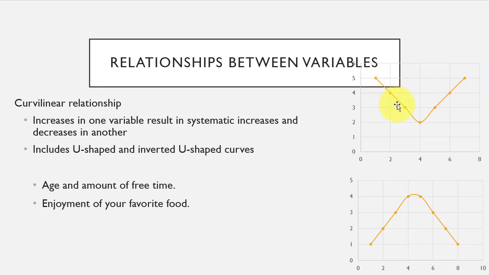So a U-shaped curve is demonstrated by some kind of higher frequency at the beginning and end of the x-axis and a lower frequency in the middle of the x-axis.